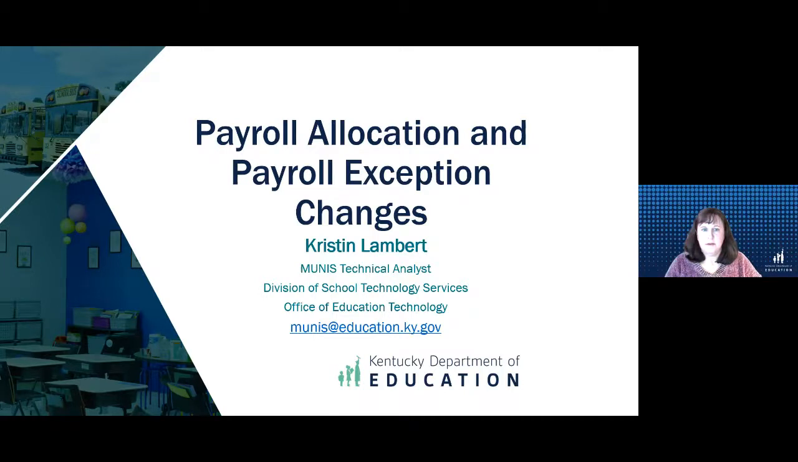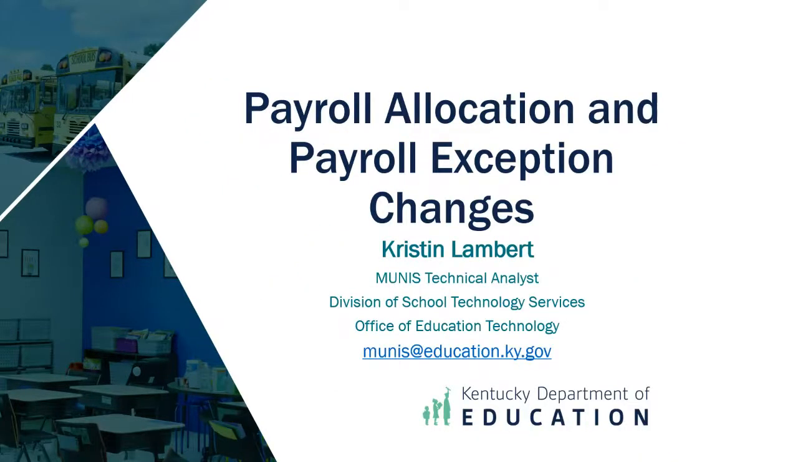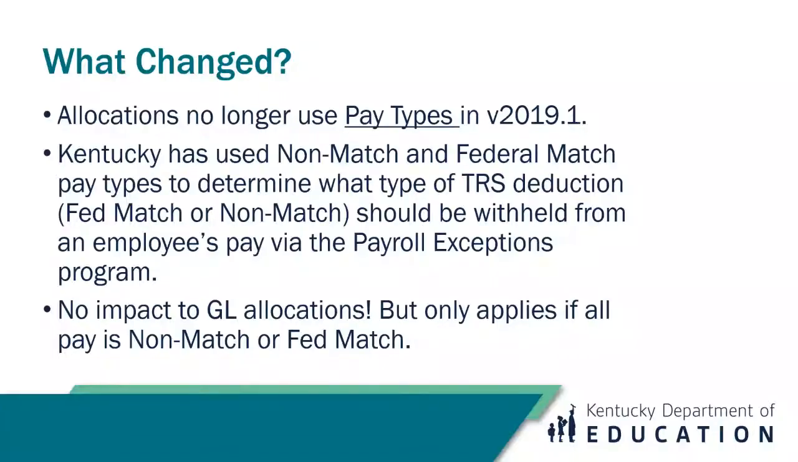So hopefully everybody is already aware of this, that in Munis version 2019, allocations no longer use pay types. And why does that matter to us? It's because for a long time, Kentucky has used pay types to determine non-match versus federal match pay and what type of TRS deduction applies to that pay, because they do have different rates. And this is done via the payroll exceptions program, where pay types are defined. And that's why we've always had non-match versus federal match pay.